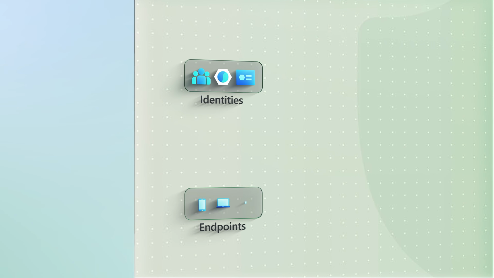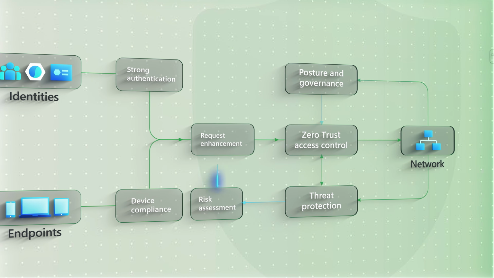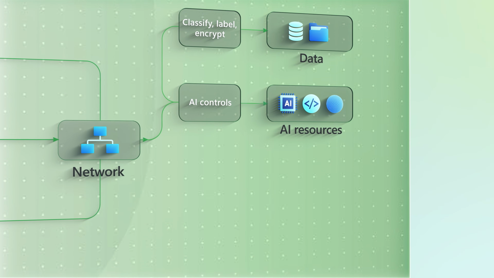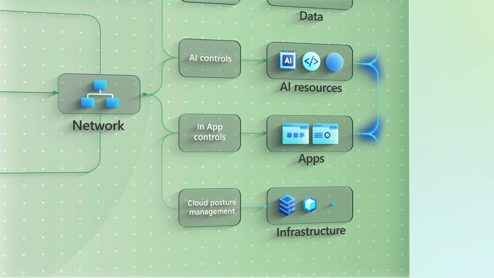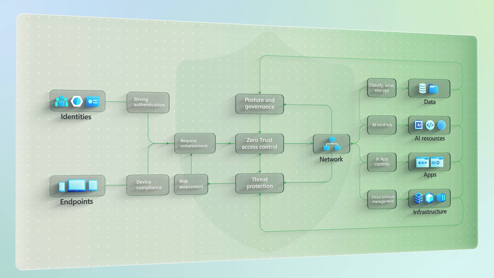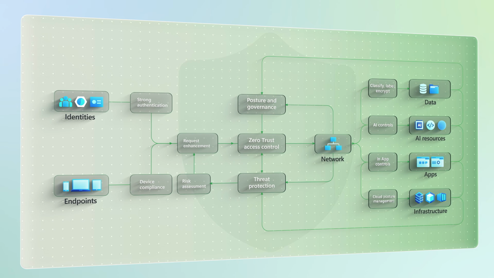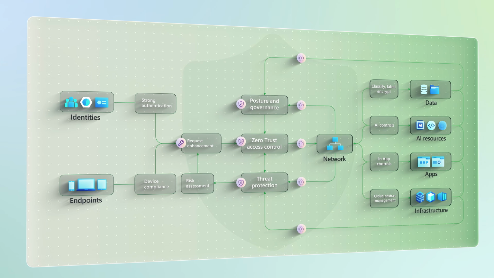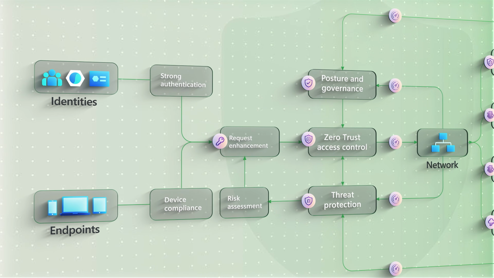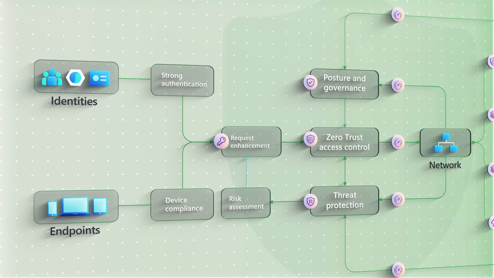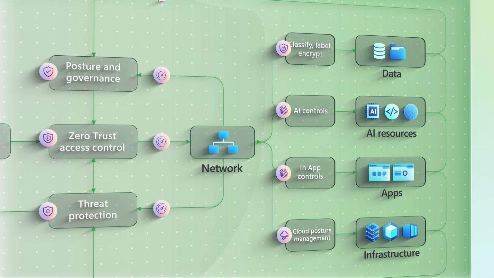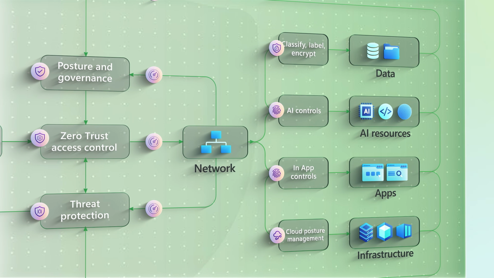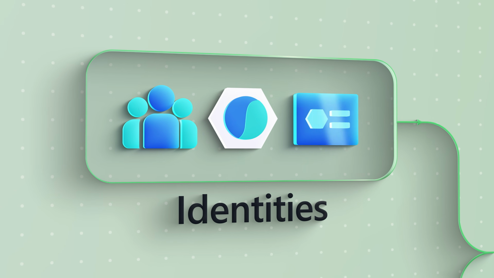That's why protection must be layered across identities, endpoints, your entire network layer, data, AI resources, your apps, and infrastructure, because each introduces unique risks and acts as a potential entry point. At every layer, real-time policy enforcement and protections are essential to ensure that any entity requesting access is thoroughly assessed and verified before gaining access to requested resources. Let's go deeper, starting with identities across human users, agents, and your workloads.